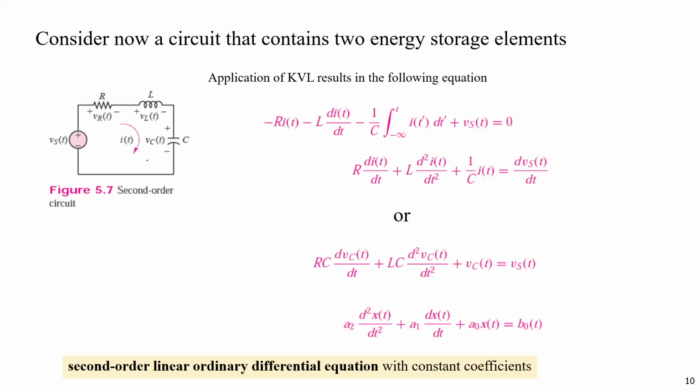For example, if we have two energy storage elements, our equation will become a second order differential equation. It's much more difficult to solve, right? If we have L and C in the circuit, the equation becomes second order. I'm not going to go into detail with this type of circuit, just to give you some idea. If there are a lot of L and C in the circuit, the solution will be very complicated for transient analysis.